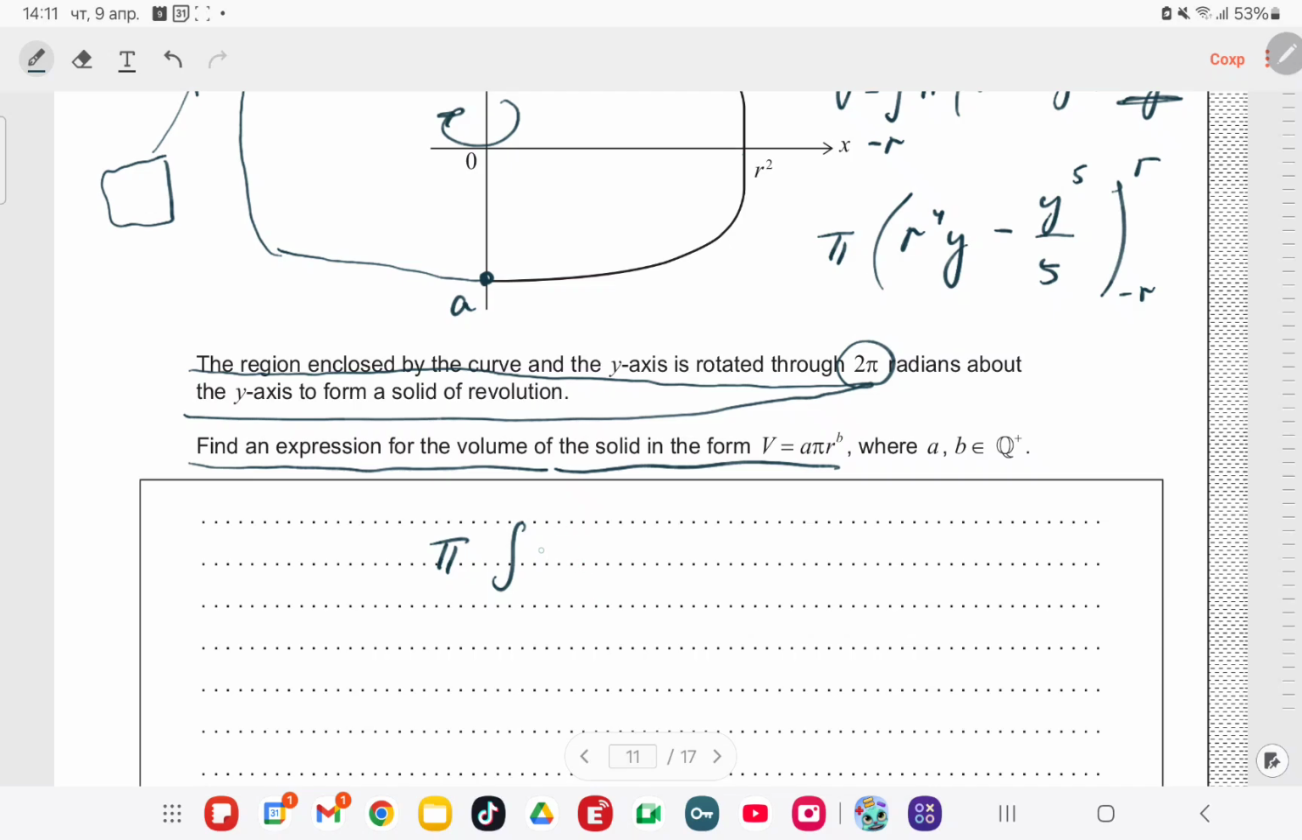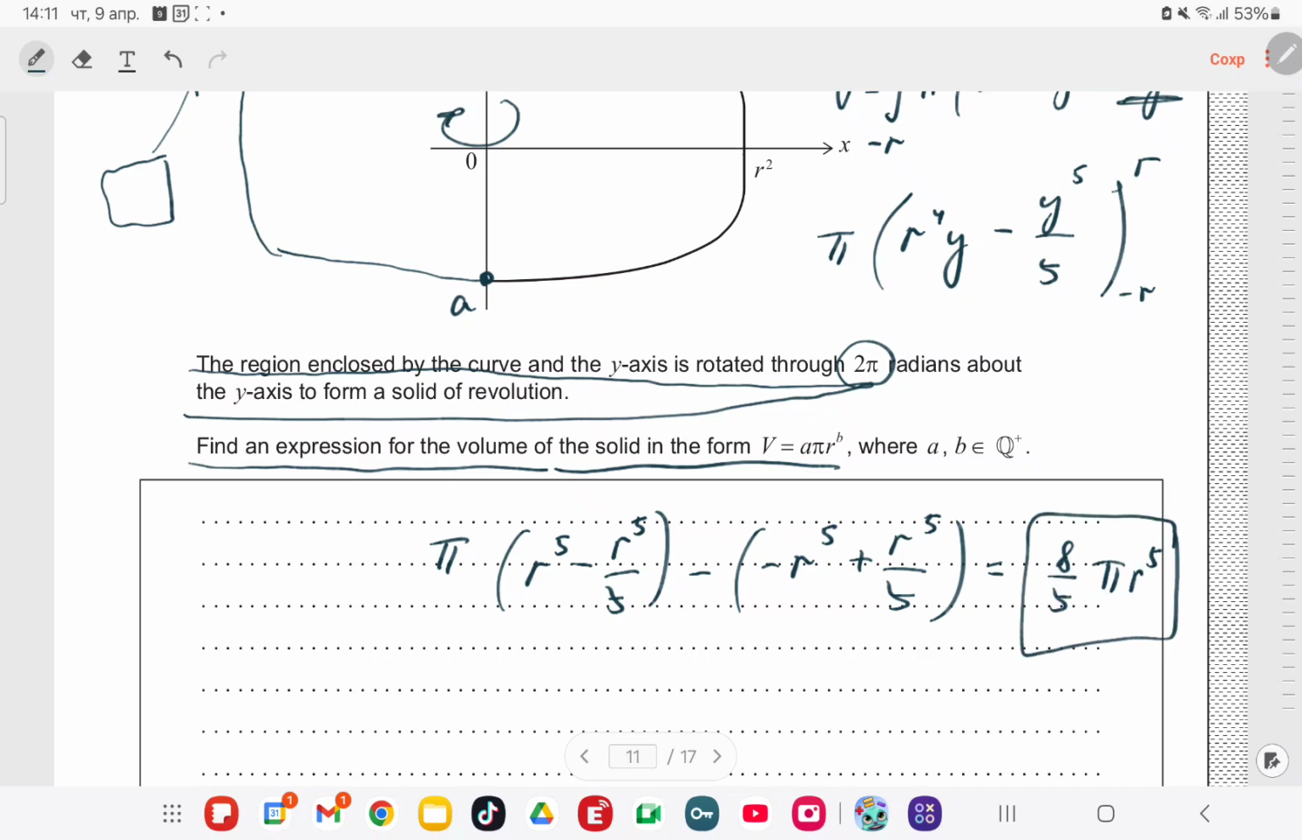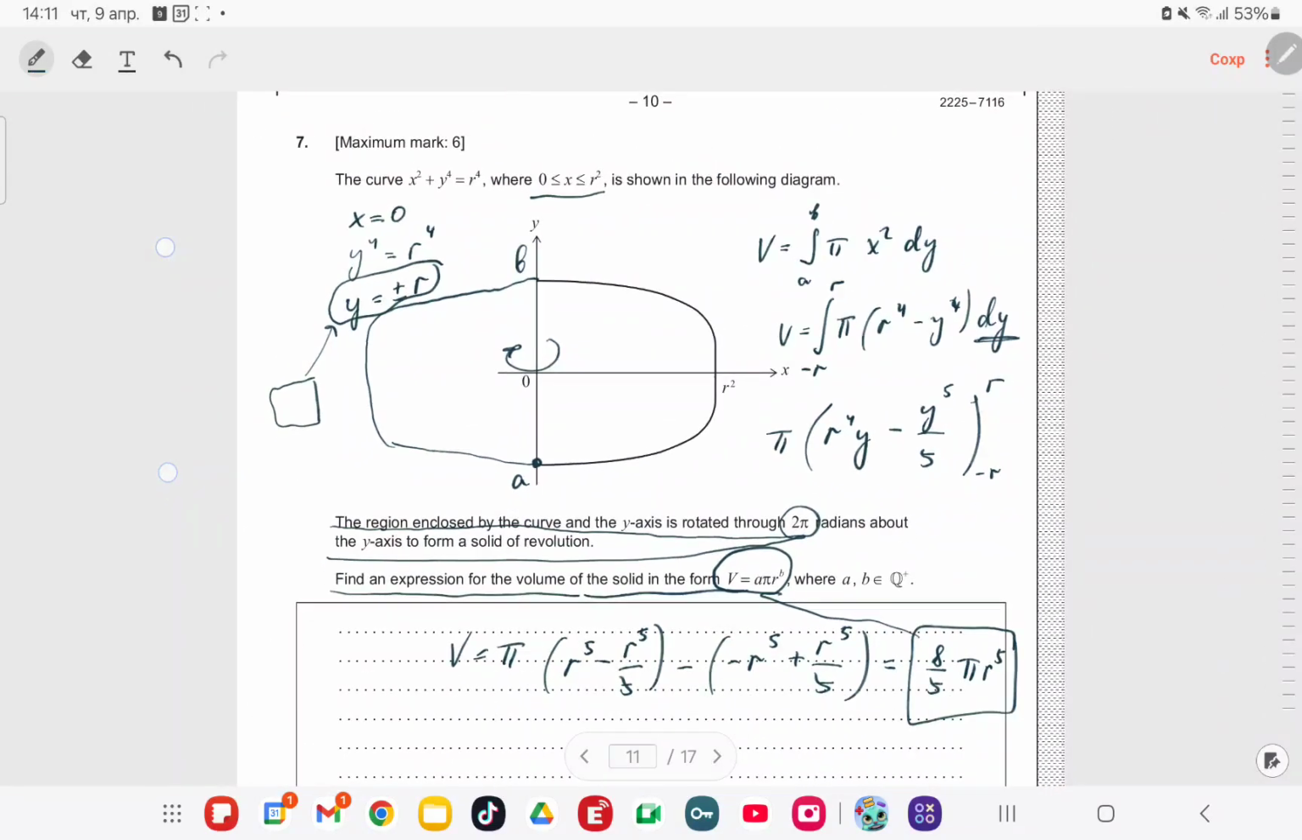So finally we will get r to the 5 minus r to the 5 over 5, minus negative r to the 5 plus r to the 5 over 5. Or simply, after simplification, we get 8 over 5 pi r cubed. Let's compare this with the expression that we have to obtain. Yes, we obtained this expression. So finally, we achieved the highest mark for this question.